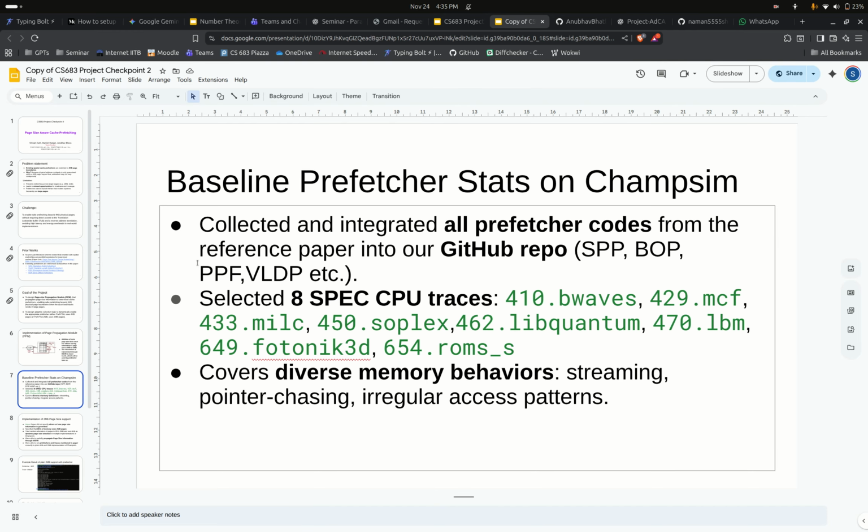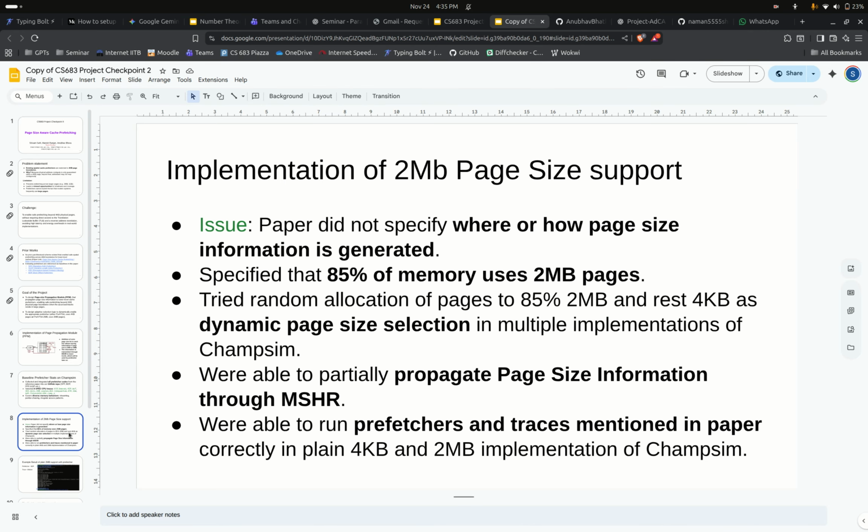Now we have used some prefetchers like SPP, BOP, PPF and VLDP. We used traces specified by the paper like 410 bwaves and 470 lbm, which cover diverse memory behavior, streaming, pointer chasing, etc.